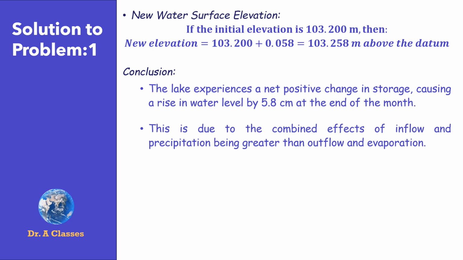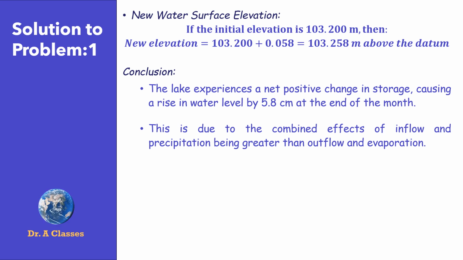New water surface elevation. If the initial elevation is 103.200 meters, then the new elevation is equal to 103.200 plus 0.058, that is equal to 103.258 meters above the datum.